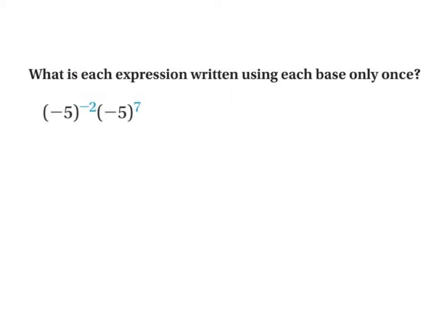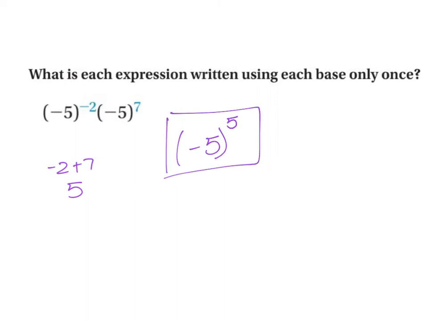Now here we have a whole bunch of negatives going on. If you notice, the -5 is in parentheses, so it's going to stay that way. And then we have -2 plus 7. So this would give us actually 5. So then it would be -5 to the 5th power. We saw this one very similar in our video from yesterday.